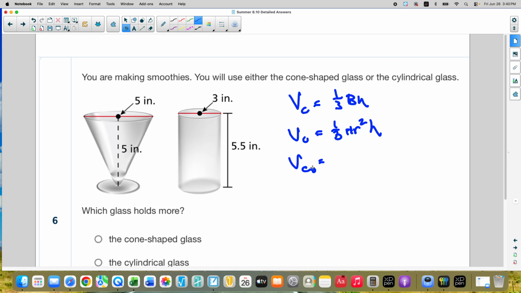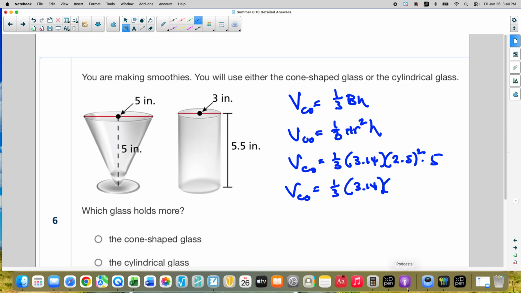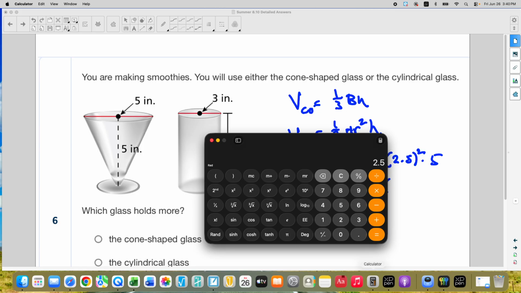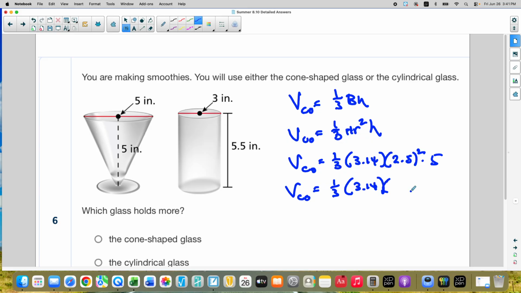Volume of the cone equals 1/3 times 3.14 times the radius, which is 2.5 squared, times the height, which is 5. Volume of the cone equals 1/3 times 3.14 times 2.5 squared, which is 6.25, times 5.